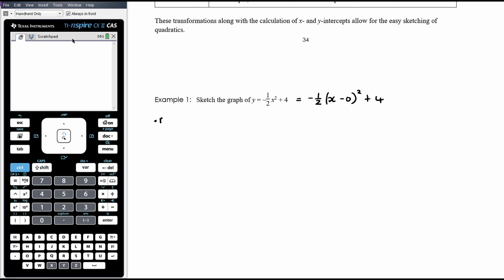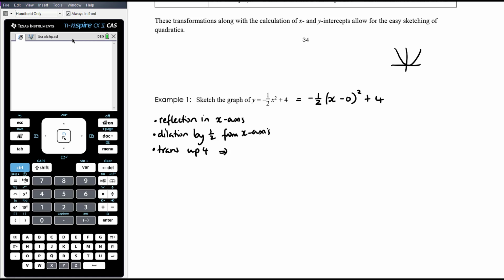Okay, so what we have here is reflection in x-axis, dilation by half from x-axis, no translation left or right, but translation up by 4, which means that the turning point, which for y equals x squared is at 0, 0, if we translate up by 4, the turning point is now at 0, 4.